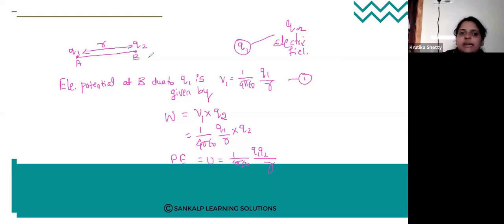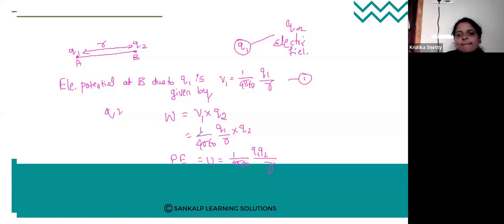Okay. So when you bring the Q2 charge, since Q1 is already there, some external opposition will be there. So at that time we need to do some work, and that work is given by V1 into Q2. Which charge are we bringing? We are bringing Q2, so Q2 comes here. And the V1 value we already have from equation 1, substitute, and this work done is stored in a body as what? Potential energy. Therefore the potential energy is equal to 1 upon 4 pi epsilon naught Q1 into Q2 by R.